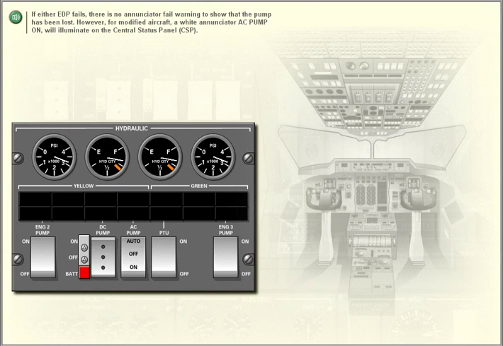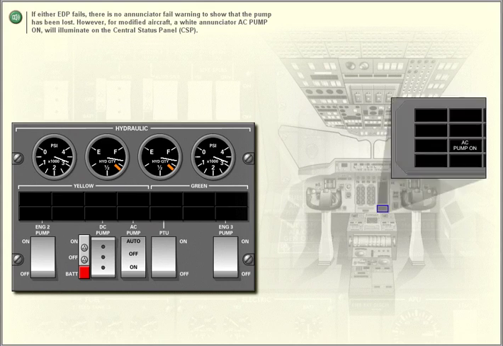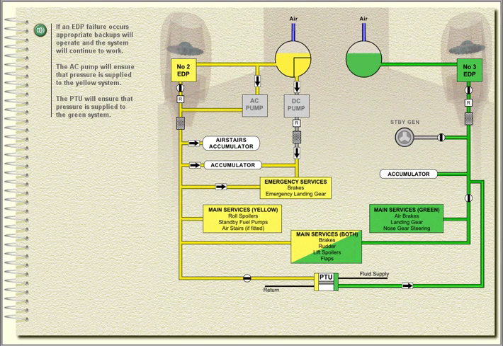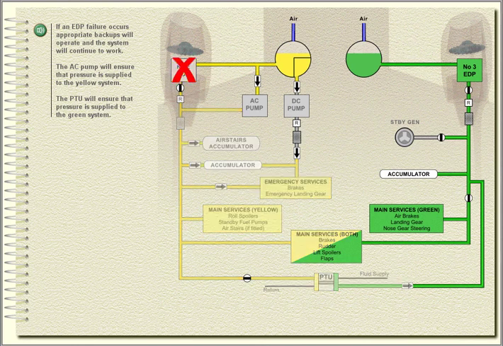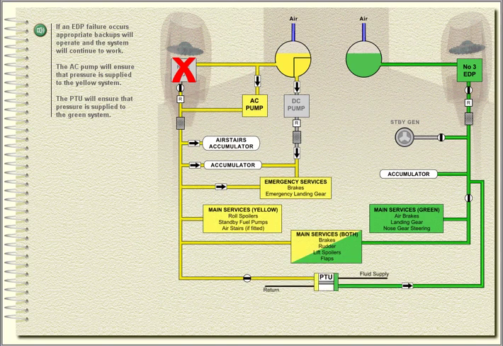If either EDP fails, there is no annunciator fail warning to show that the pump has been lost. However, for modified aircraft, a white annunciator, AC pump on, will illuminate on the central status panel. If an EDP failure occurs, appropriate backups will operate, and the system will continue to work. The AC pump will ensure that pressure is supplied to the yellow system. The PTU will ensure that pressure is supplied to the green system.